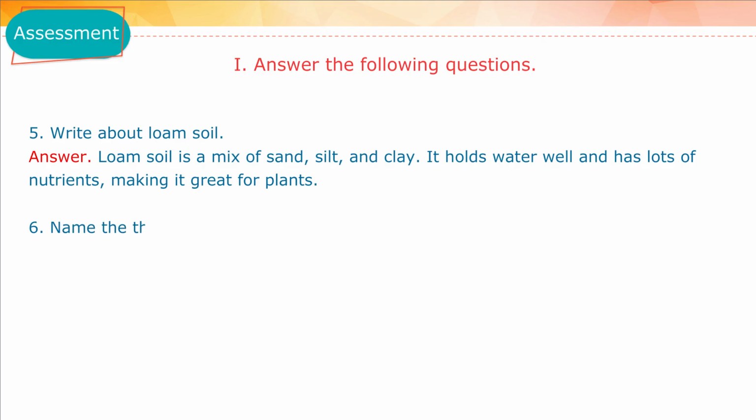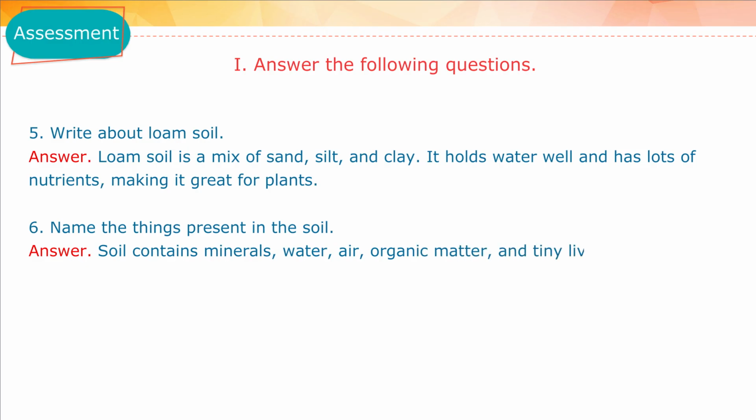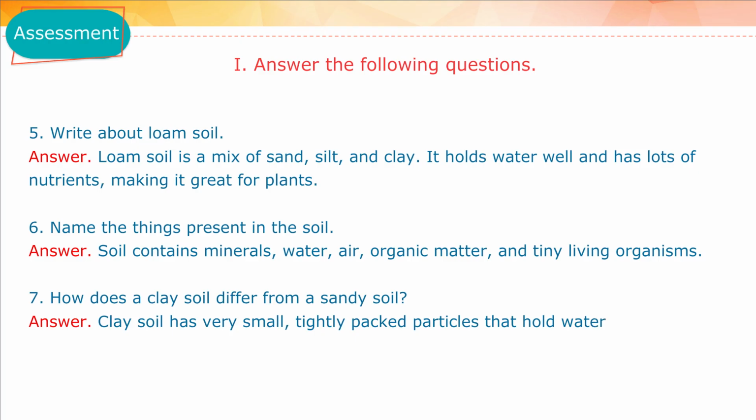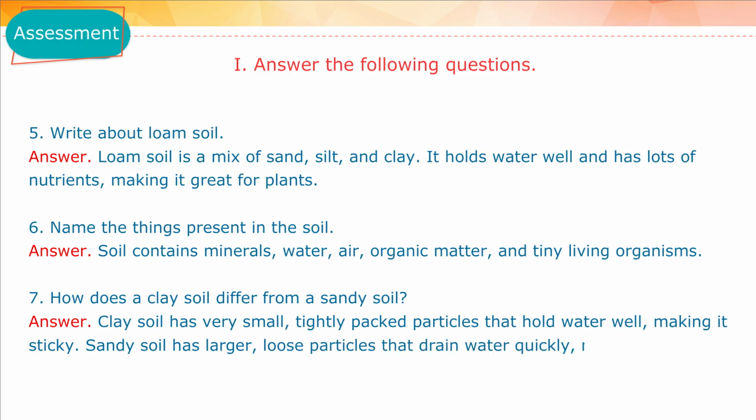6. Name the things present in the soil. Answer. Soil contains minerals, water, air, organic matter, and tiny living organisms. 7. How does a clay soil differ from a sandy soil? Answer. Clay soil has very small, tightly packed particles that hold water well, making it sticky. Sandy soil has larger, loose particles that drain water quickly, making it dry.